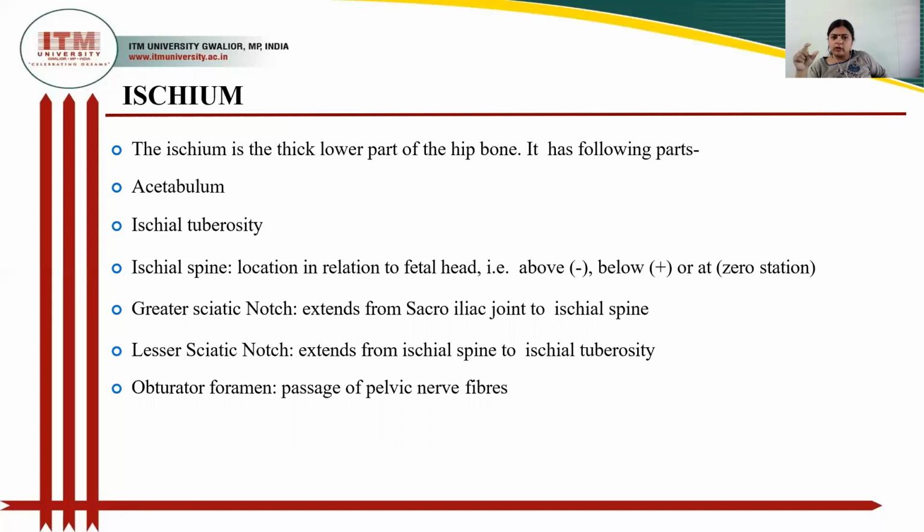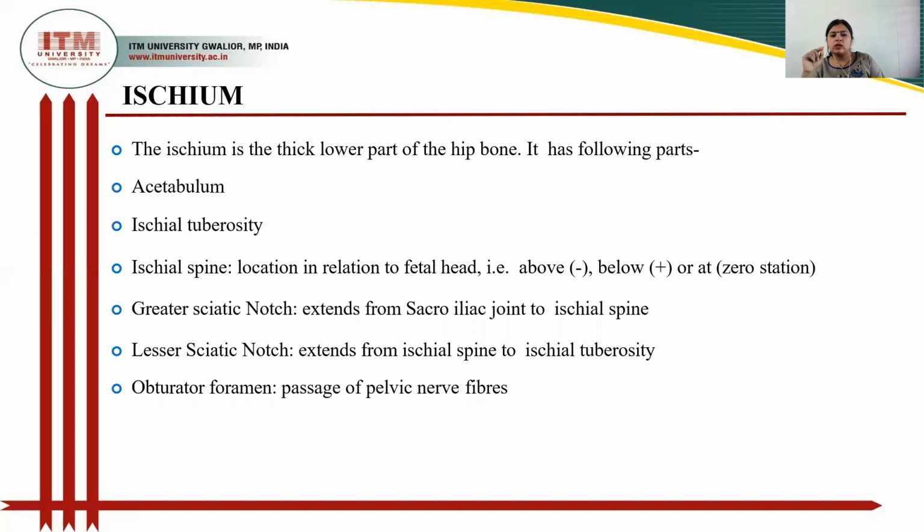There is the ischial tuberosity, and the ischial spines are also there. Why are the ischial spines important? Because with the ischial spines we locate the fetal head. Above the ischial spine, we say it is minus station, and below the ischial spine, we state it as plus station. At the point of the ischial spine, we state it as zero station.